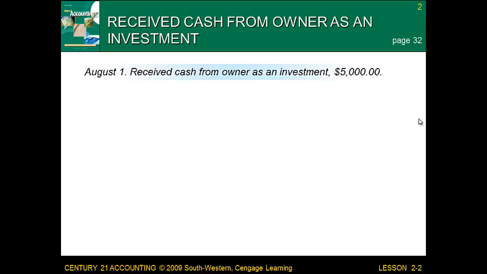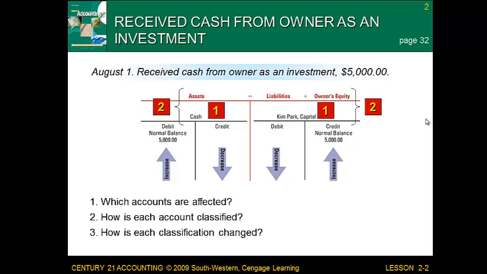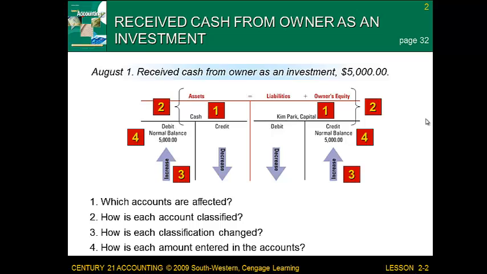August 1st received cash from owner as investment $5,000. Cash is affected and Kim Park Capital is affected. Cash is an asset, Kim Park Capital is owner's equity. Assets are increased, as is owner's equity. $5,000 is debited in cash and credited in Kim Park Capital. Notice that our equation is still in balance.